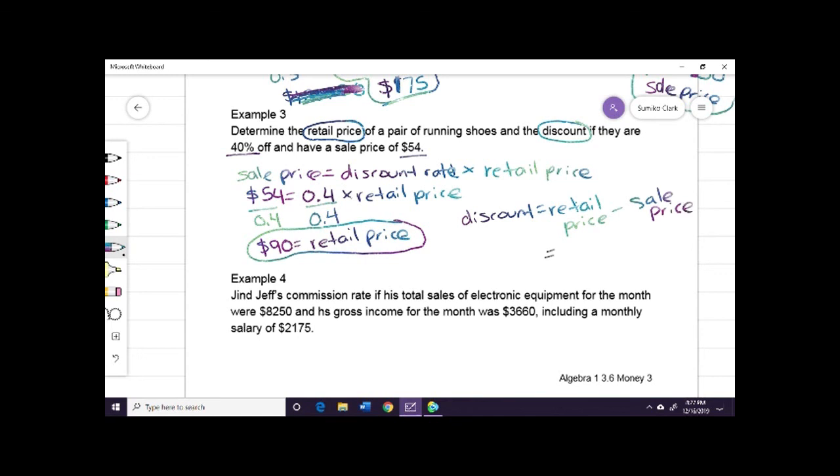So we're going to say the retail price is $90 and we're going to subtract $54, and that gives us a discount of $36. A $36 discount on the shoes.